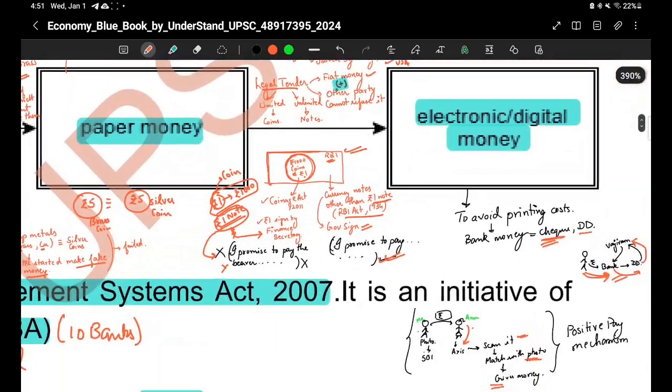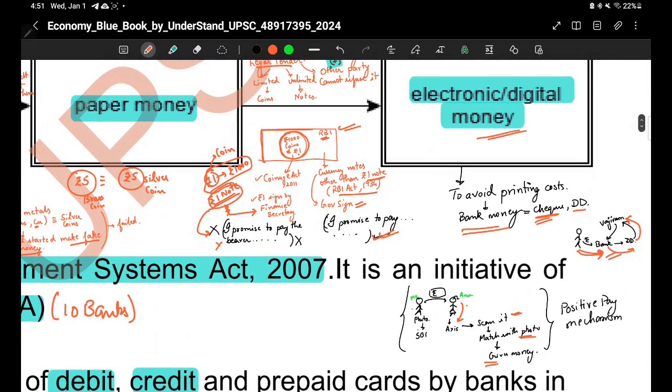One more thing. After bank money, what came? Electronic or digital money, like CBDC, crypto, right? We see all this.